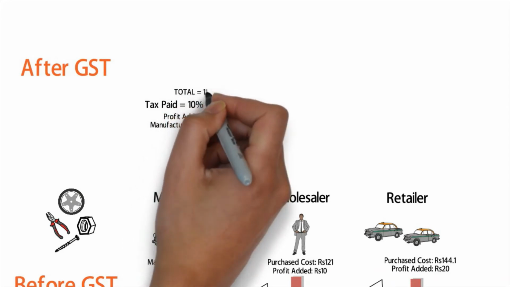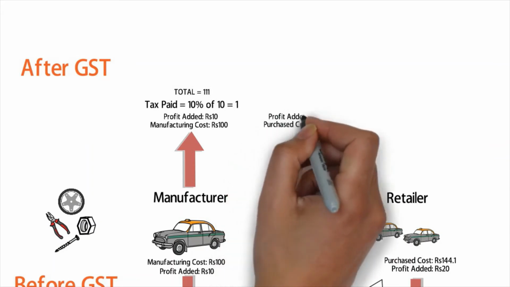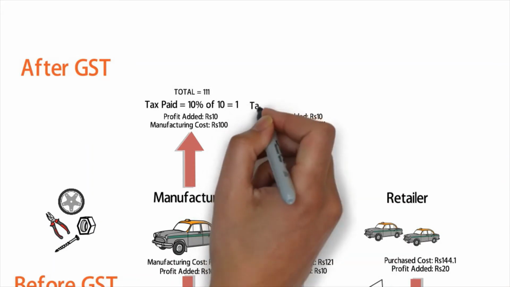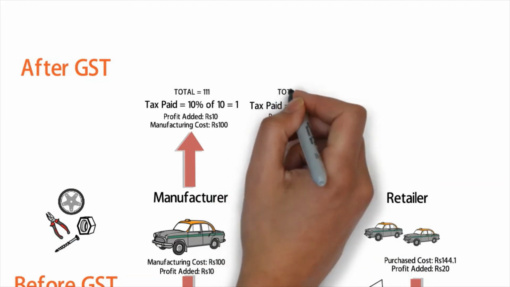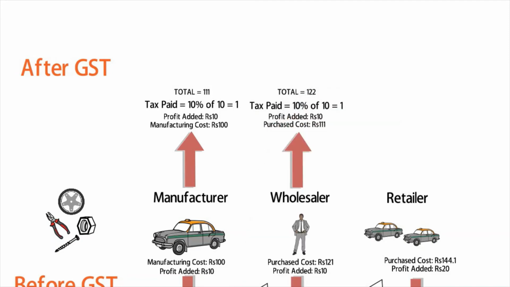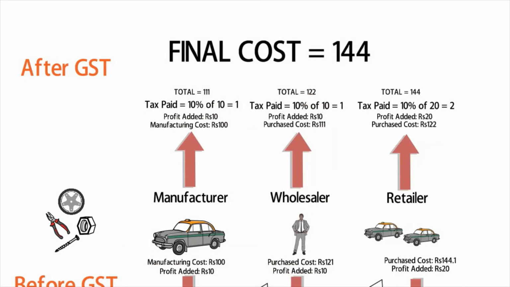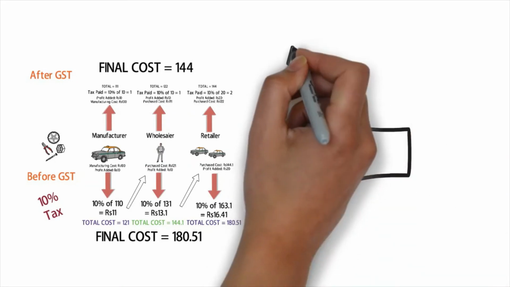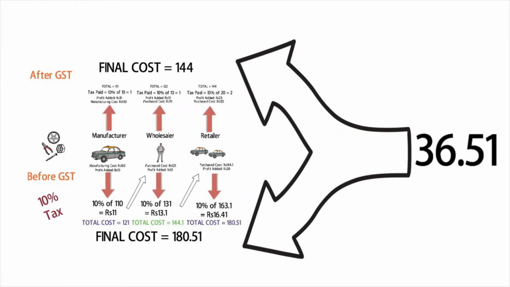Now the wholesaler buys the product at 111 rupees from the manufacturer. He pays tax on the profit he adds, and the final rate at which he sells the product to the retailer would be 122 rupees. The retailer follows the same method and finally the consumer gets the car at 144 rupees. Now if we compare the final prices before and after GST, we can clearly see that the cost of the car after GST is less by 36.51 rupees.